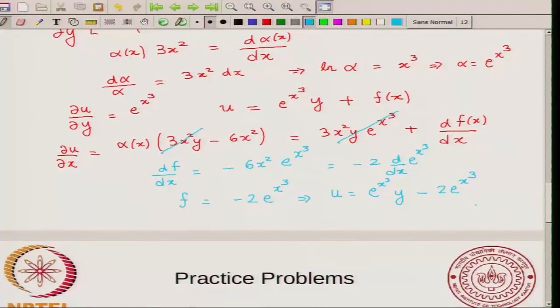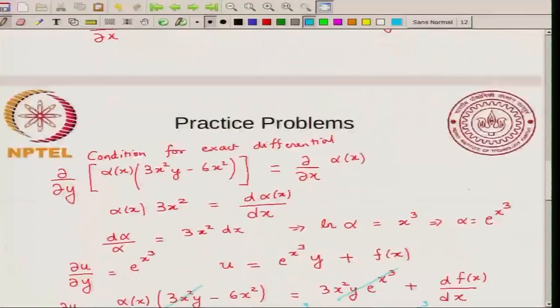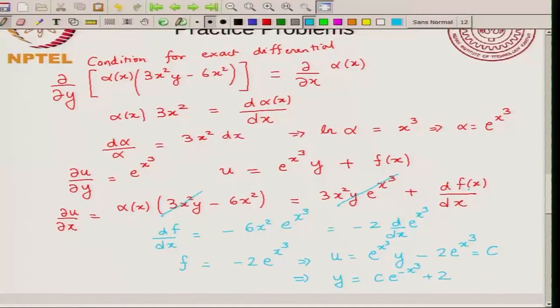So then I can write my solution as this equal to constant c. Okay, and if I just multiply by e raised to minus x cube, then what I will get is y is equal to c e raised to minus x cube. Now if I multiply by e raised to minus x cube, this will cancel this. And you will get plus 2, which is exactly the same as what we got earlier. You got 2 minus d e raised to minus x cube, which is exactly the same as what we have here. So you can think of c as minus d, and you will get exactly that same equation.